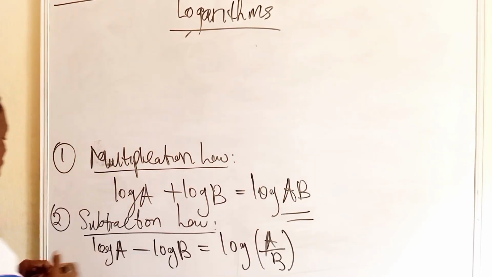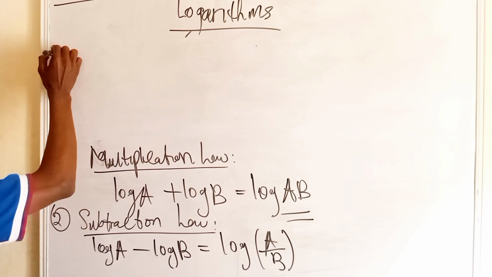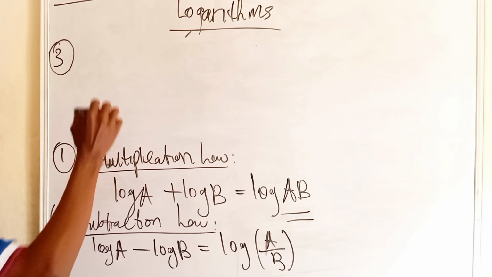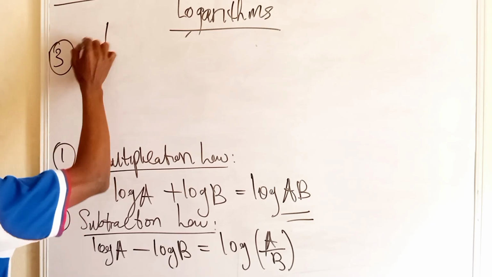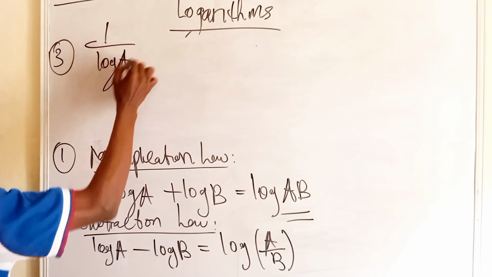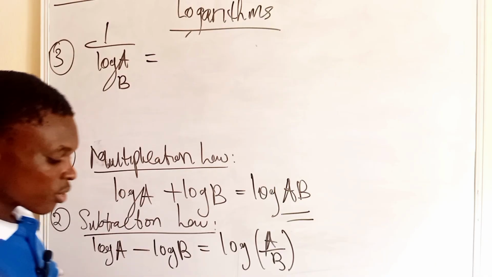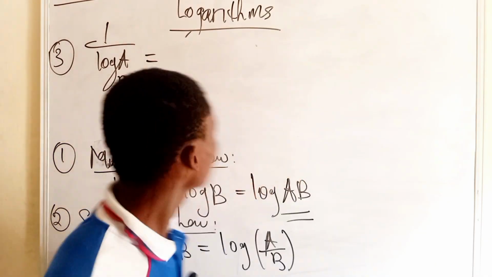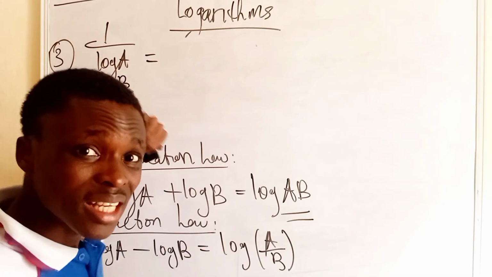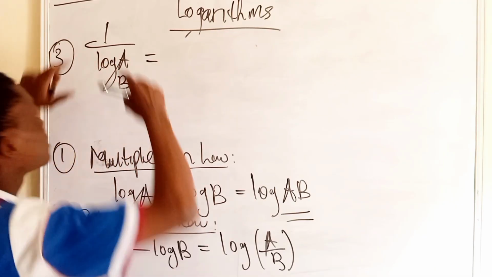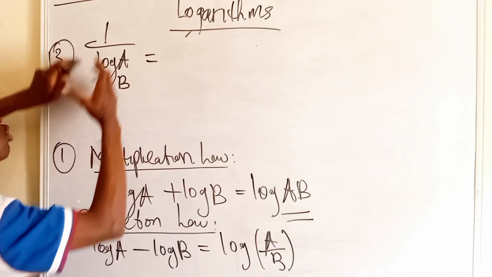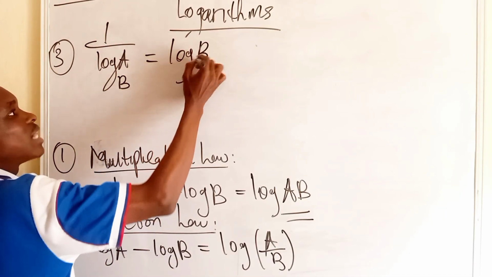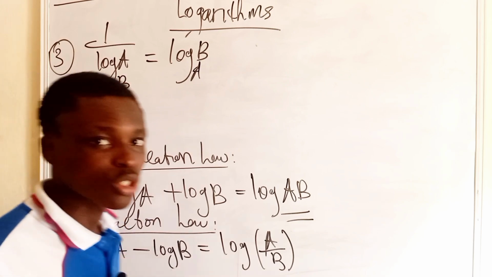Let's see the next one. The next law we have here is the reciprocal law. What does the reciprocal law state? The reciprocal law states that if the log appears as a fraction, the log and the base interchange their position. That is, clearly you can see this is a fraction form. So if it appears like this, the log and the base interchange their position, and that is all.